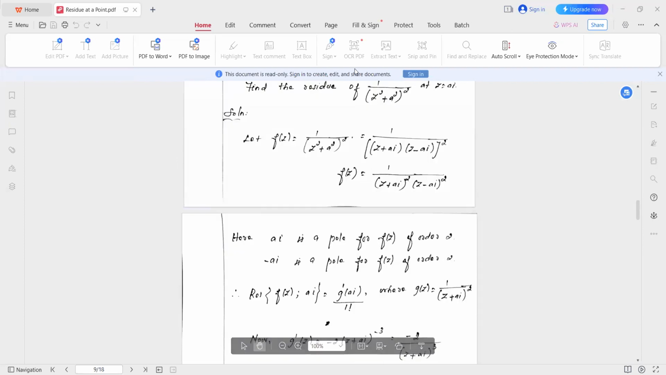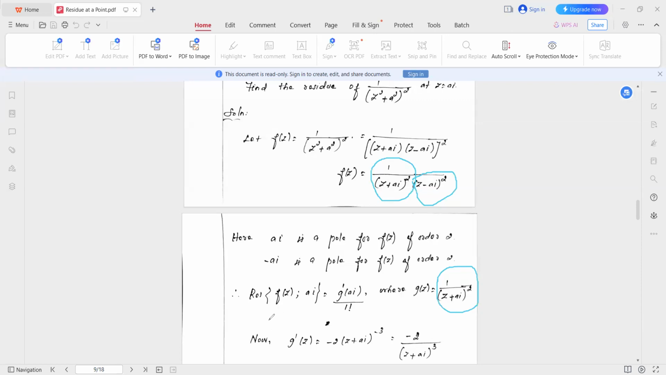How are we choosing the g of z? We are going to find the residue at ai. So the remaining thing will be g of z. So g of z is 1 by (z plus ai) the whole square. Here, since it is a pole of order 2, by the definition, if it is a pole of order m, then we have to differentiate m minus 1 times. Since it is a pole of order 2, we have to differentiate only 1 time.